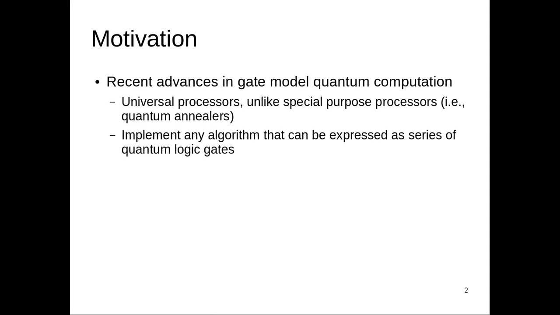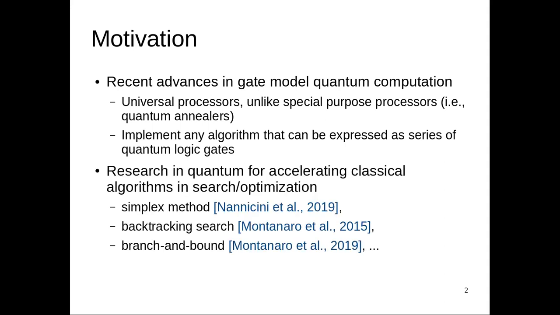Gate model quantum computers are universal processors, and unlike special purpose processors such as quantum annealers, are capable of implementing any algorithm that can be expressed as a series of quantum logic gates. Research in using gate model quantum computation for accelerating classical algorithms in search and optimization has actually seen a flurry of activity in the literature, with recent contributions for the simplex method, backtracking tree search, and branch and bound. So our group became curious to investigate if we could use gate model quantum computation to accelerate constraint programming.